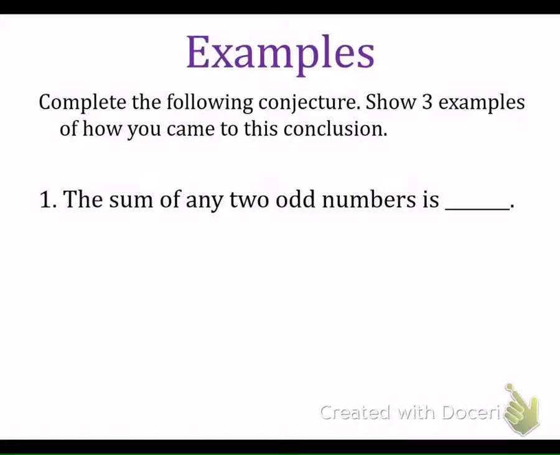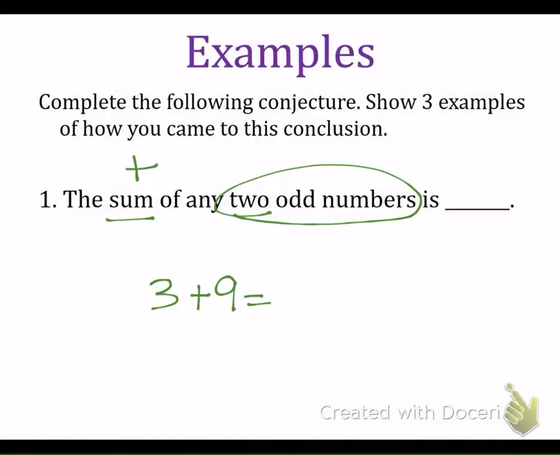So, sum. Sum means what? The total number when you add, okay? And then I'm adding 2 odd numbers. So I'm going to first come up with the examples, then I'm going to go back and make my conjecture. Someone give me an odd number. 3. Someone give me an odd number again. 9. What is 3 plus 9? 12. Okay, great. That's one example.